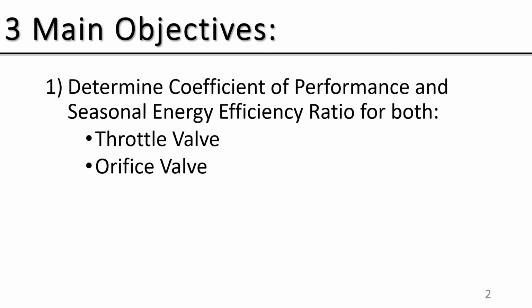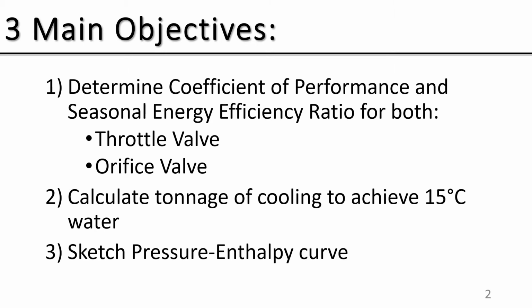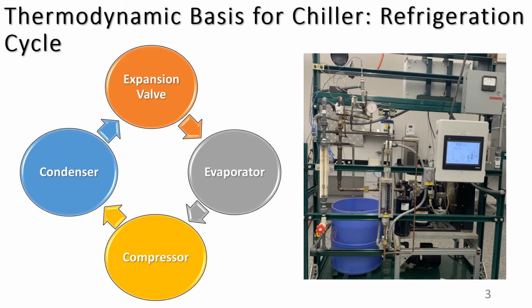The second objective is to calculate tonnage of cooling as a function of water flow rate. The third objective will be to plot the pressure enthalpy diagram for the chiller. To accomplish these objectives, the flow rate of inlet water will be changed to achieve the desired results. The chiller is a basic refrigeration cycle.